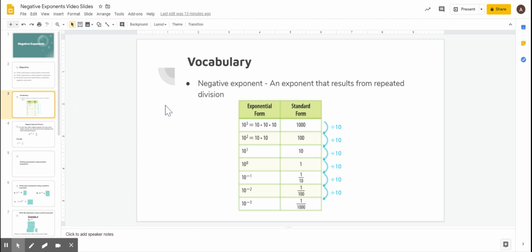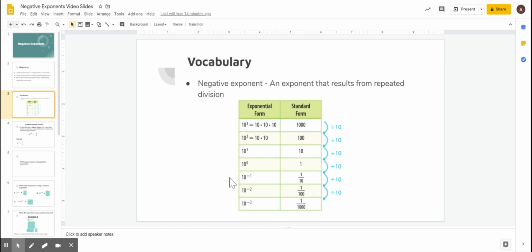A negative exponent is an exponent that results from repeated division. So if we look on the left side of this table, the exponents go down by 1 each time: 3, 2, 1, 0, negative 1, negative 2, negative 3. If you look on the side where it says standard form, these numbers each get divided by 10 to get to the next number. So really we're going to focus on the bottom half of this table.